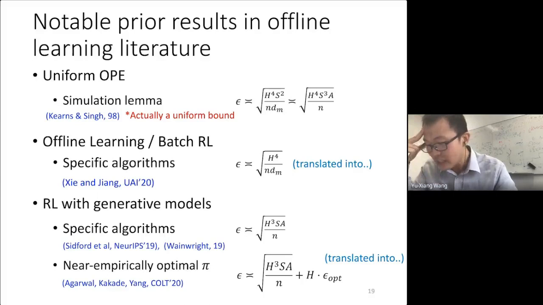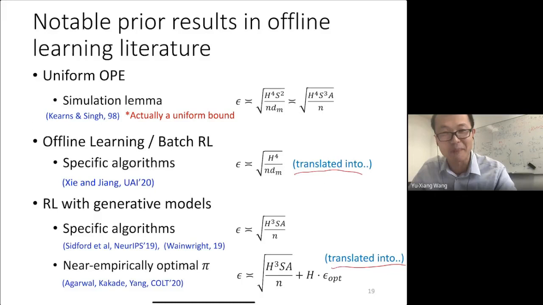More recently, there is increasing interest in batch RL, offline learning. So there are methods that get rid of this additional dependency in S. In particular, in Xie and Jiang, they came up with a specific algorithm for offline RL in a very similar setting, translated into our notation. It looks like this with a slightly worse dependence on the horizon. So you get H to the fourth over n d_m. Whenever I write 'translated into', that means I'm translating the result from the infinite horizon setting and replacing this 1 over 1 minus gamma with H.